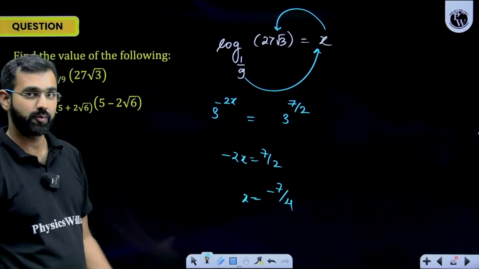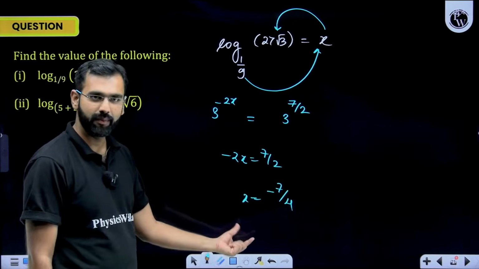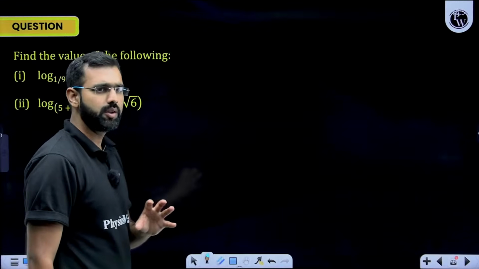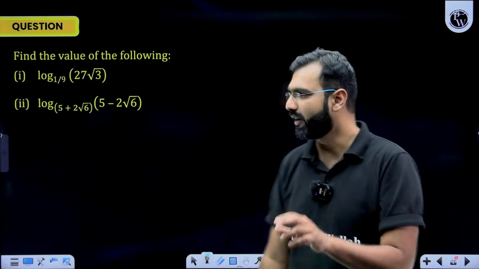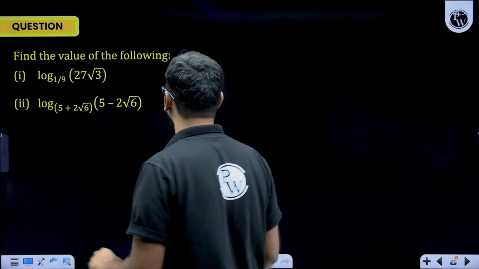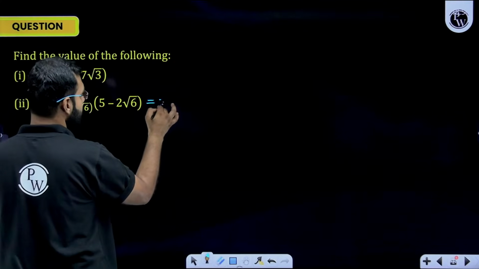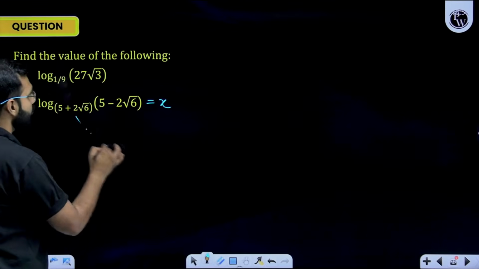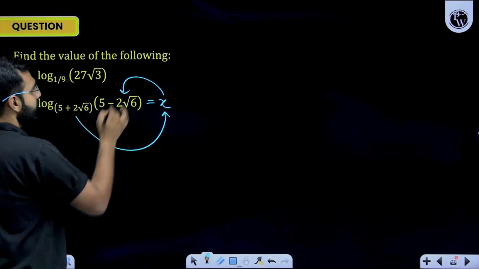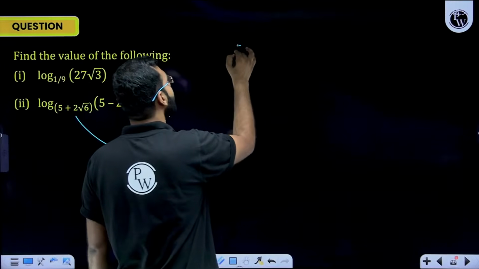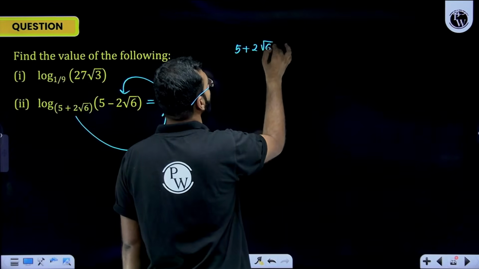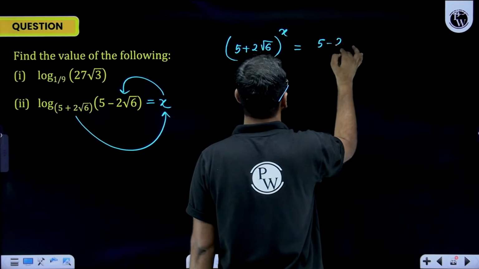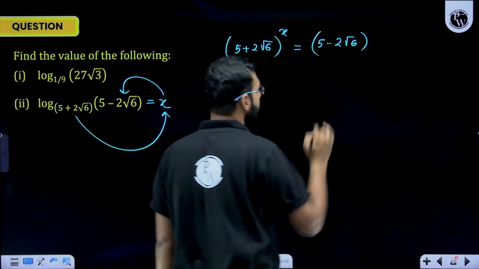What about the other participants who are watching it live? Did you get the answer? Let's solve the next question. How many of you got the answer to this question? The moment you see 5 minus 2 root 6 and 5 plus 2 root 6, something should be there in your mind. Again, if I wish to solve this, let me call it x. I'll use the basic understanding of logarithm. That means this when raised to this power should result into this, which means 5 plus 2 root 6 when raised to the power x should be giving me 5 minus 2 root 6, the basic fundamental property of logarithm.